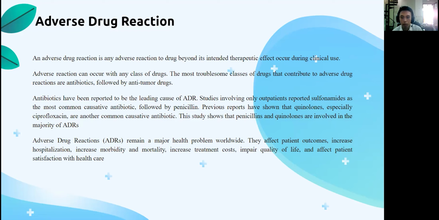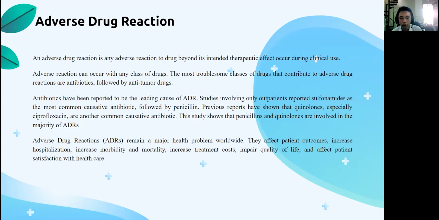Studies involving only outpatients reported sulfonamides as the most common causative antibiotic, followed by penicillin. Previous reports have shown that quinolones, especially ciprofloxacin, are another common causative antibiotic. This study shows that penicillins and quinolones are involved in the majority of ADR.